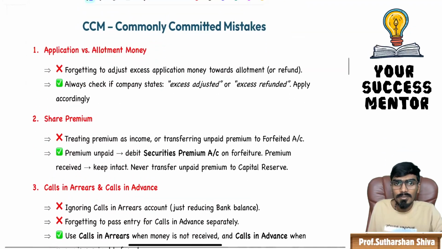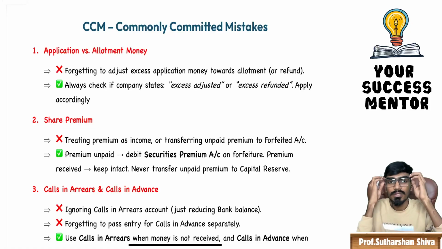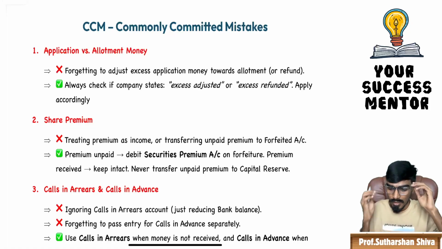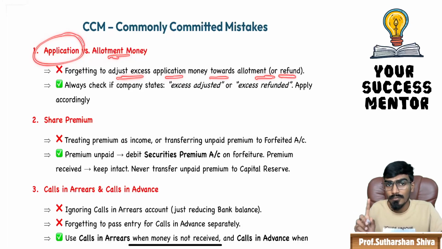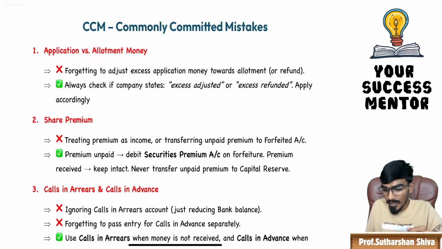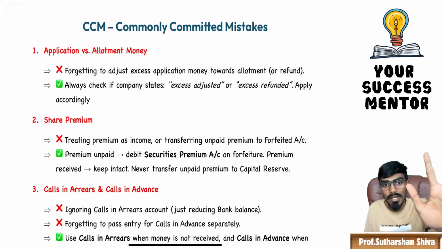Now come to the next part, guys. What are the commonly committed mistakes you can make with respect to the questions we have discussed? Application versus allotment money. Forgetting to adjust the application money towards the allotment or towards the refund is a mistake you should avoid. How you can rectify it? Always check if the company states excess is adjusted or excess is refunded. If it is according to this, apply it accordingly.